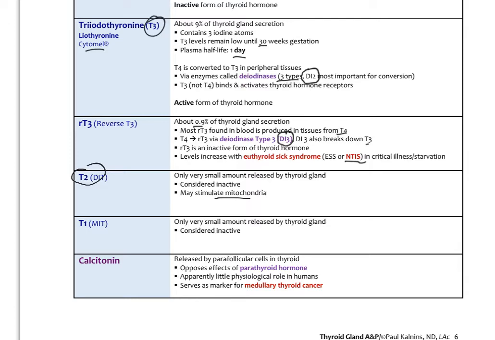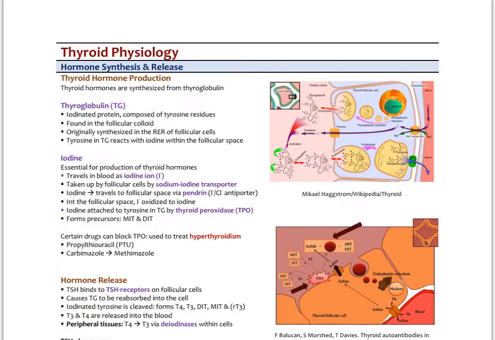There currently are no prescription medications that do that, but maybe there's some role for general metabolism. And then there's T1 or MIT that has a single iodine attached to tyrosine. Again, we don't have much data that it has any active physiologic role. And then I mentioned the calcitonin already, that's secreted by the C cells, the parafollicular cells, and that's going to oppose the effects of parathyroid hormone and can serve as a marker for medullary thyroid cancer. So that's pretty much it in terms of the major hormones secreted by the thyroid gland.